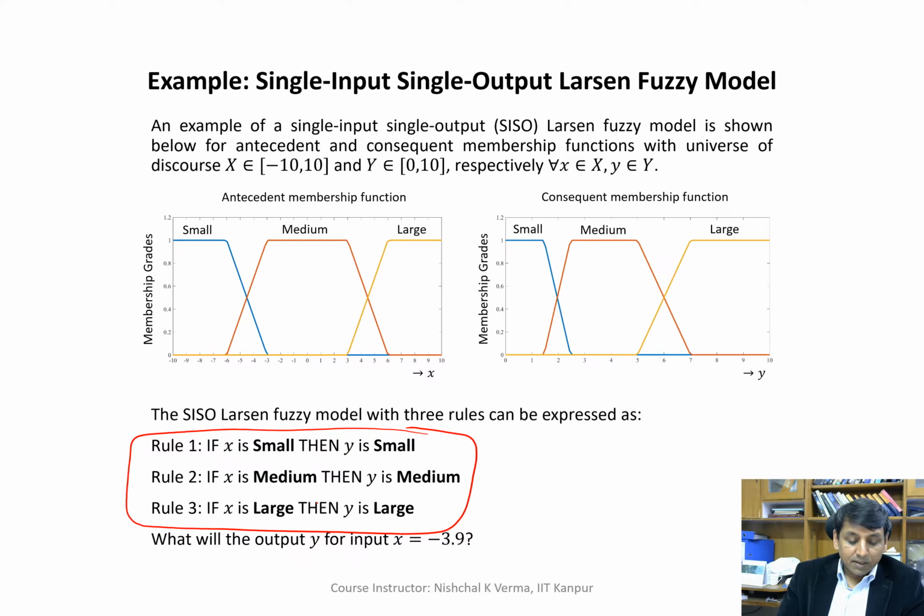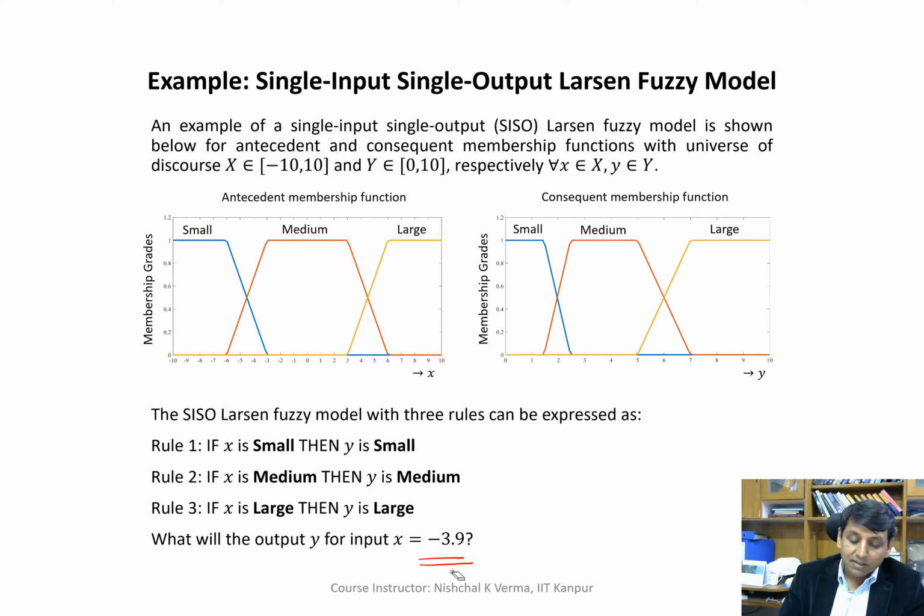Similarly, for rule 3, if x is large, meaning if the input x is falling into the large fuzzy set region, then the corresponding y will also fall in the large region. So this is a very simple case to make you understand. If we have these three rules present for this Larsen fuzzy model, then let us find the output corresponding to the input x is equal to minus 3.9.